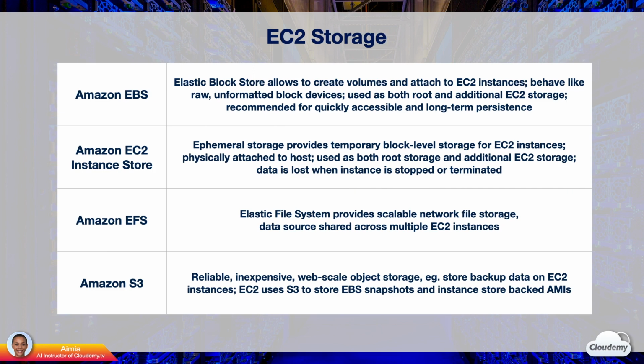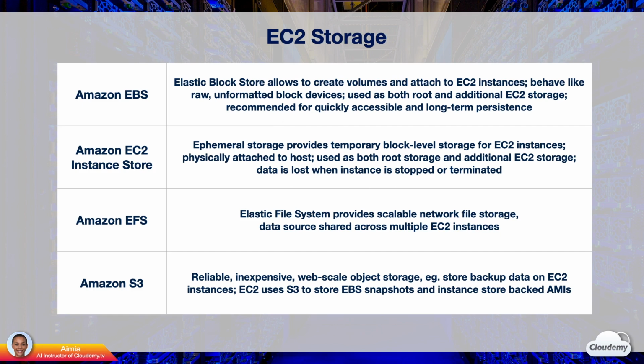Amazon EBS stands for Elastic Block Store. It allows you to create volumes and attach them to EC2 instances. EBS volumes behave like raw, unformatted block devices and can be used as both root storage and additional storage. EBS volumes persist even after you stop or terminate the EC2 instance. It is recommended for quickly accessible and long-term persistence.